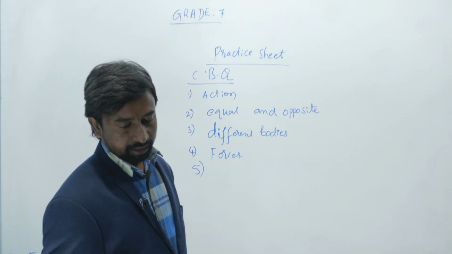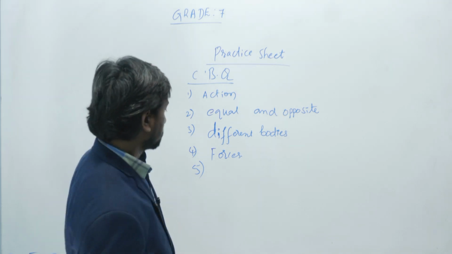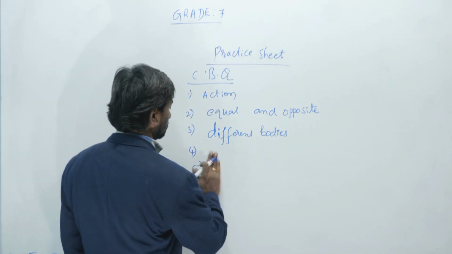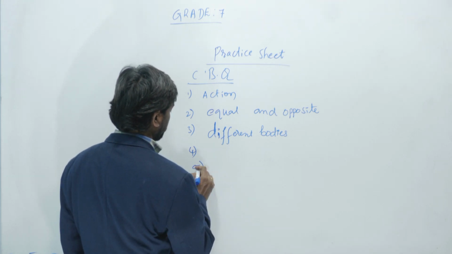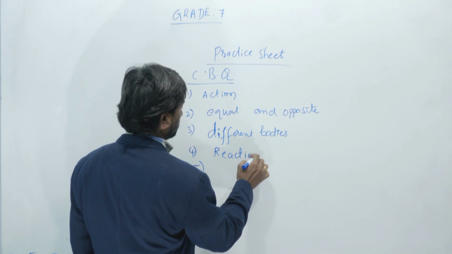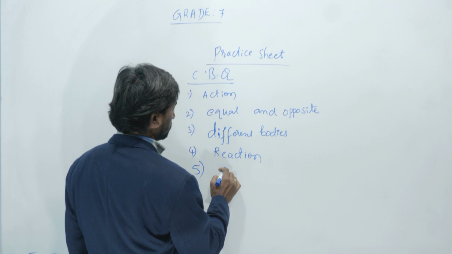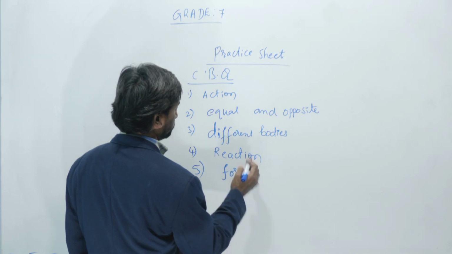The force exerted by the second body on the first body is called the reaction. So this fourth one is the force exerted by the second body on the first one. This one is a reaction here, and the fifth one is that both action and reactions are forces.